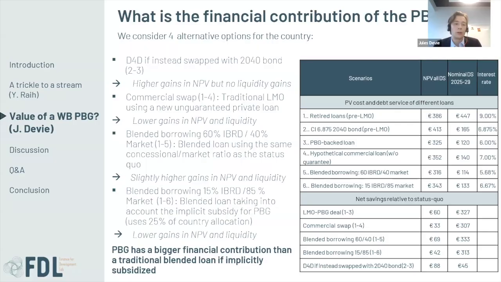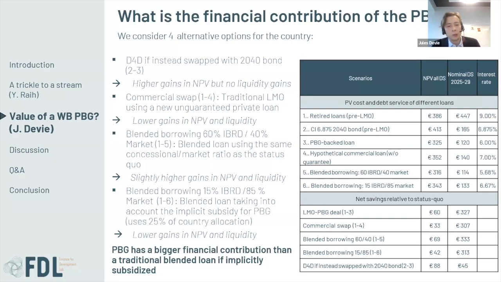So the first scenario that we estimate is we take the same guarantee, but we imagine a swap with other loans, in this case a much longer-term bond, with a higher maturity, the 2040 bonds. So instead of the loans maturing around 2030, you swap this bond. And our projections show that you have higher gains in NPV because the bond trades at higher discounts. But obviously, you trade this off for liquidity gains, because the advantage of swapping short-term loans is that you smooth your debt servicing in the near future, and you have liquidity gains.